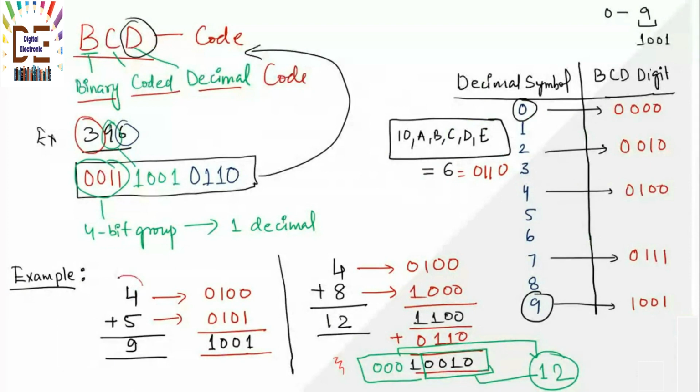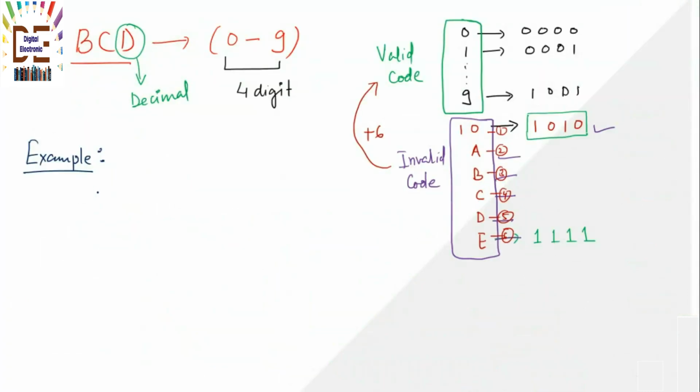We have taken this 4 plus 5, and this was the 9 result, and this was lying here. Now take another example of 4 plus 8. What is 4 plus 8? 12.